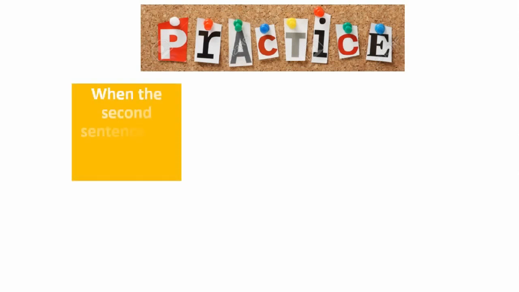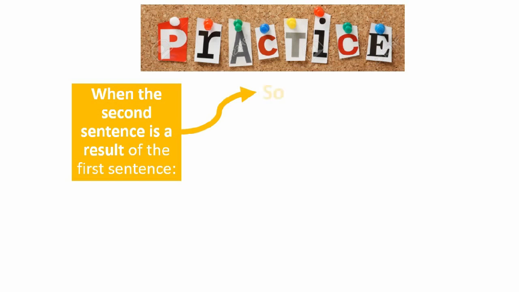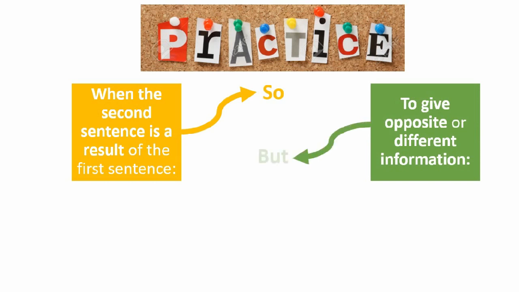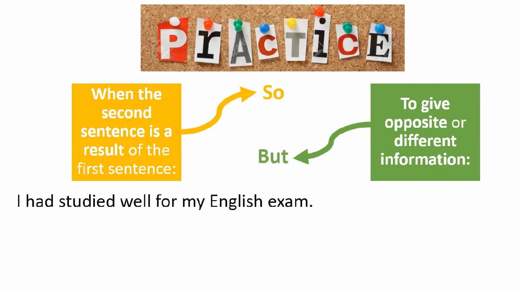Okay, let's practice. Before we start, we do a small and short revision. When the second sentence is a result of the first sentence, then we use so. And to give opposite or different information, we simply use but. Okay. Let's say I had studied well for my English exam. Plus, I got a high mark, alhamdulillah.